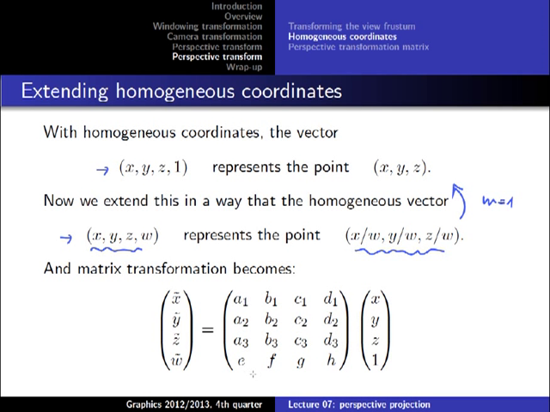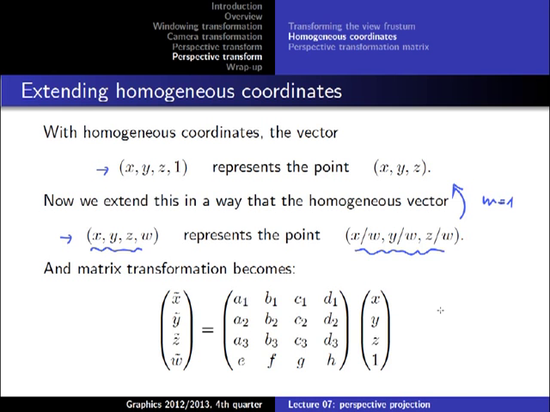And that way, if we now create a matrix where we do not necessarily have only zeros and ones, we can create this vector here, but we just have to be aware that this vector does not represent x tilde, y tilde, and z tilde, but it represents x divided by w, y divided by w, and z divided by w.